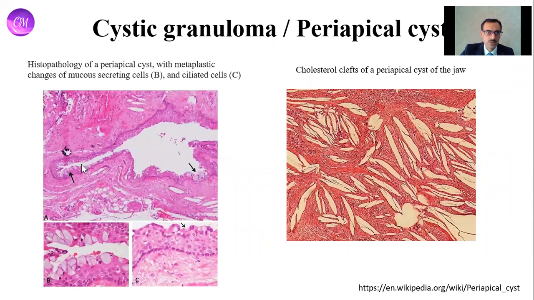So here is the histopathology of the periapical cyst with metaplastic change of mucous secreting cells and ciliated cells. Under high power, we see here the mucous secreting cells like goblet cells and the metaplasia of the ciliated epithelium. And here you see the cholesterol clefts in the periapical cyst of the jaw.